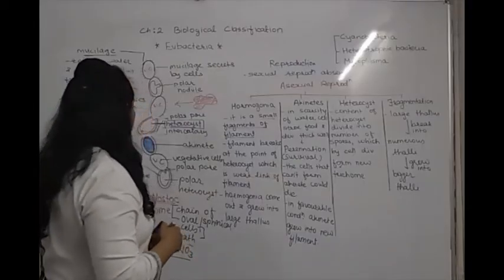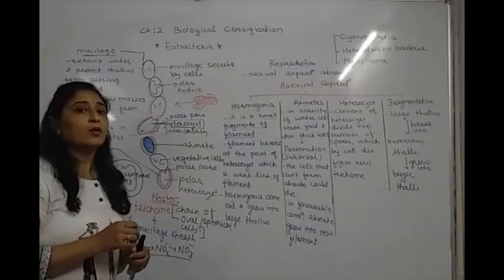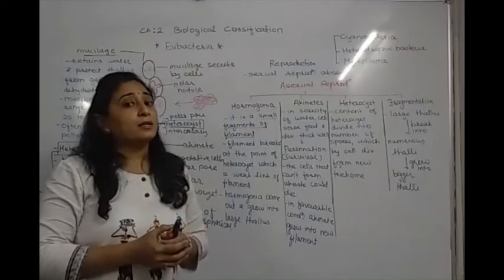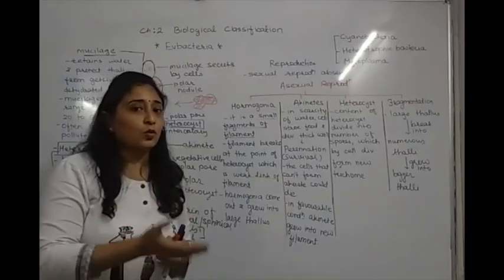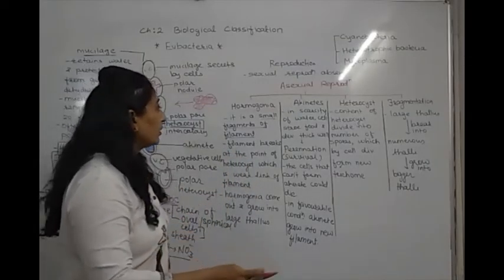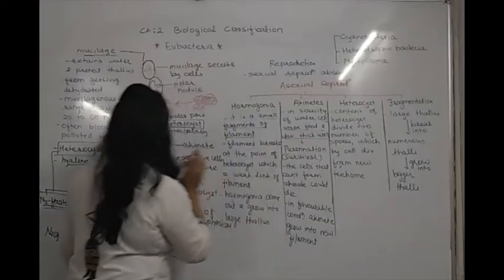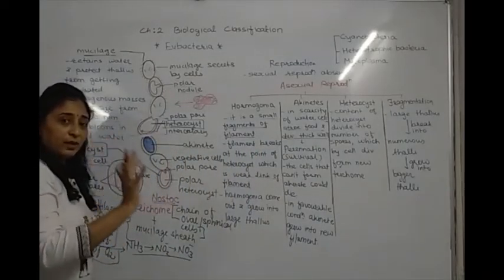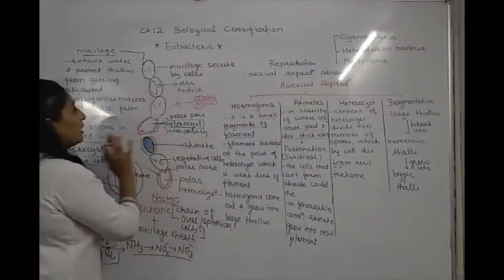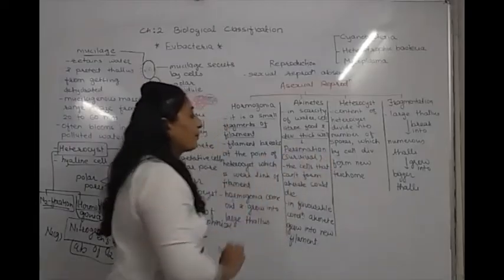Another is the akinete. As I have shown in this diagram, this is the akinete. So what is the akinete? It is a modification of a vegetative cell only. When there is scarcity of water, the cells may go through dehydration. So for survival, for perennation, some vegetative cells store food and develop a thick wall, as you can see here. They develop a thick wall and store all the food. So this structure is called the akinete, and it is a kind of adaptation for survival, which is called perennation.